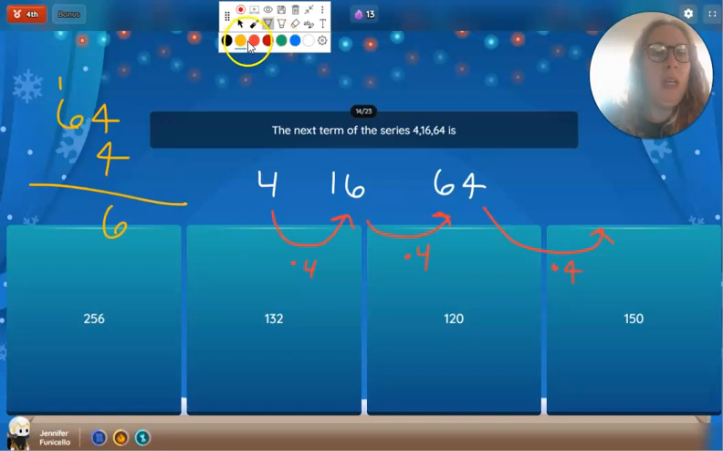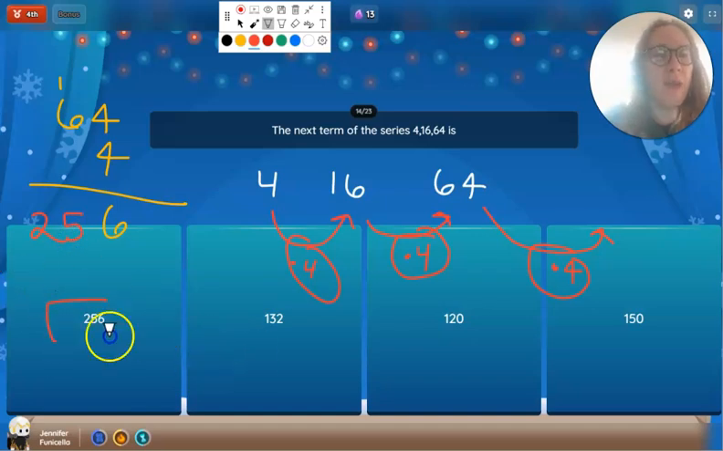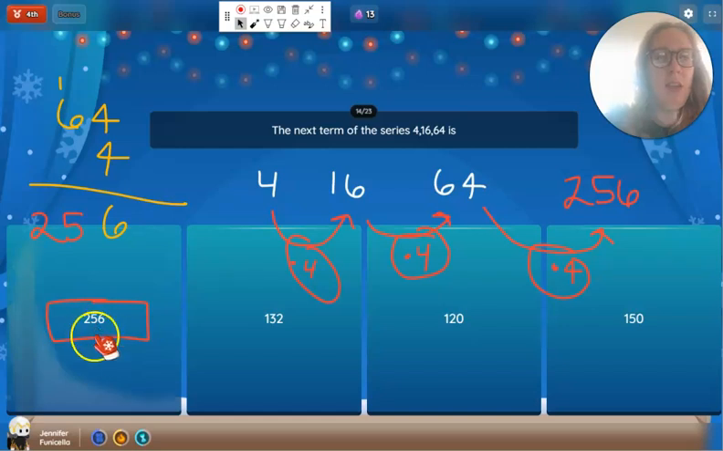So we discovered that our common ratio is that we were multiplying by 4. So we took that 64 and multiplied by 4. 4 times 4 is 16. Carry the 1. 4 times 6 is 24, plus 1 is 25. So we have 256 would be our next term in the sequence. So go ahead and plug that in. And then we'll go to question 15.